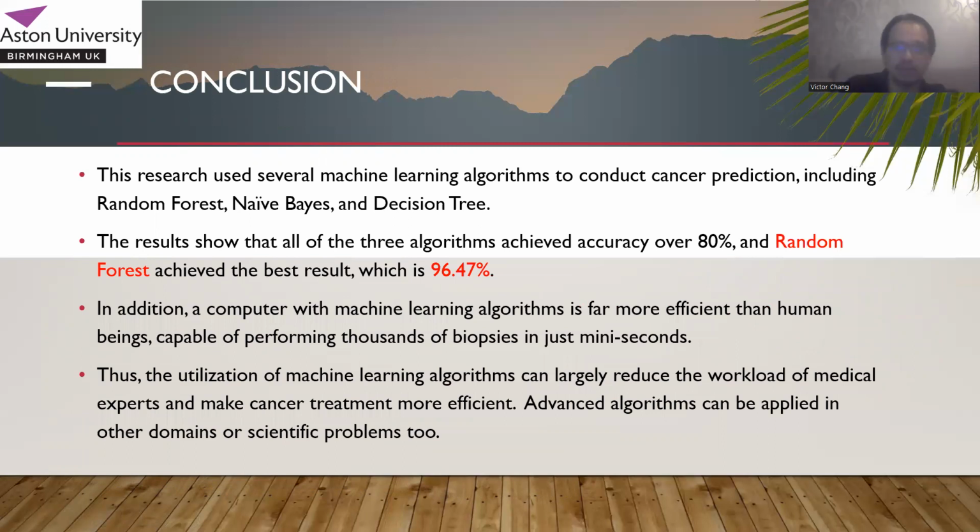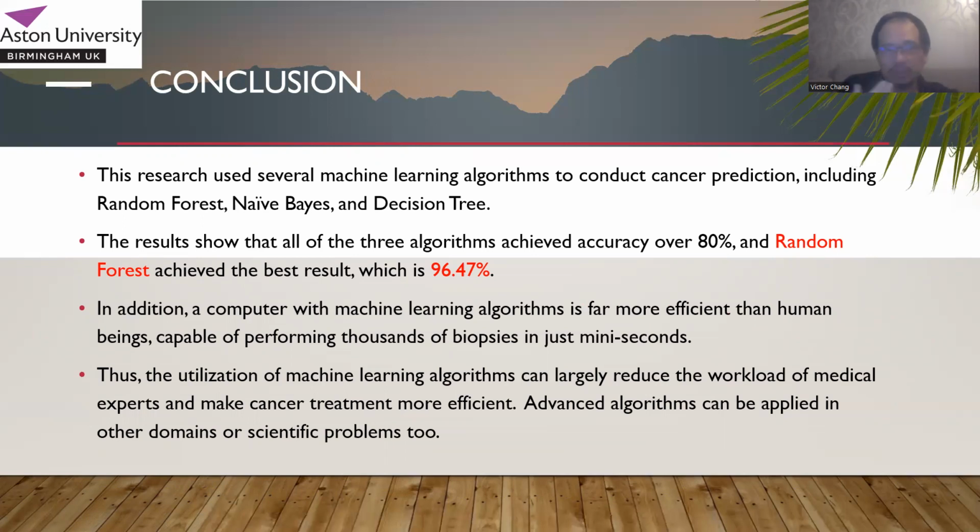Then the conclusion is that the research used several machine learning algorithms to conduct cancer prediction, including random forest, naive Bayes, and decision tree. Of course, in my other research, I've used other algorithms as well. The results show that all three algorithms achieve accuracy above 80%, which is the minimum acceptable range. And random forest is the one that delivers best, because it is above 95%.